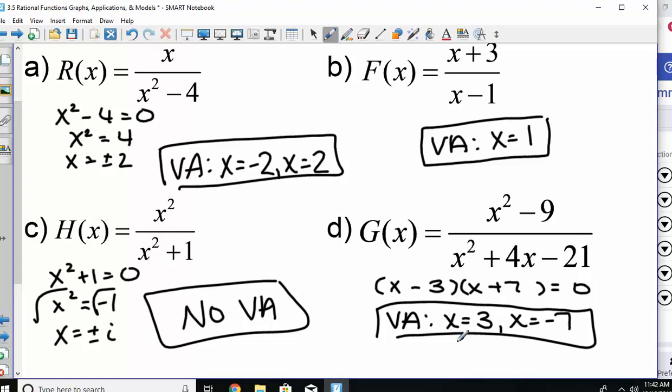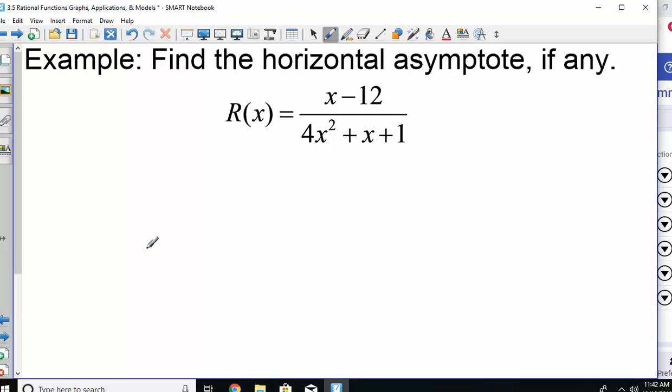Let's talk about horizontal asymptotes then. Horizontal asymptotes are based purely on degree. You don't have to factor anything or do anything fancy. We need to look, what is the degree of the top? And what's the degree of the bottom? Okay, the rule is, if the top has a smaller degree, then what's our horizontal asymptote? y equals 0.